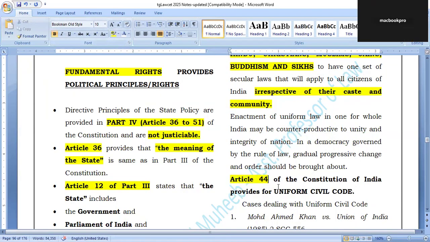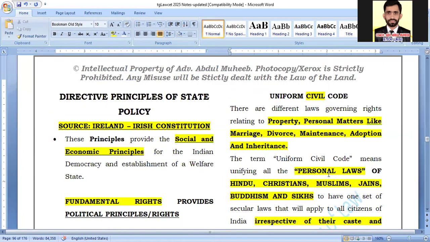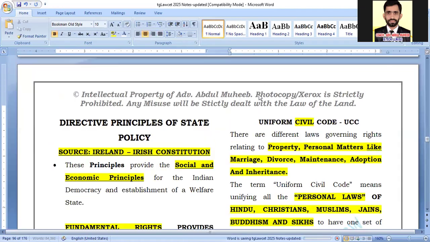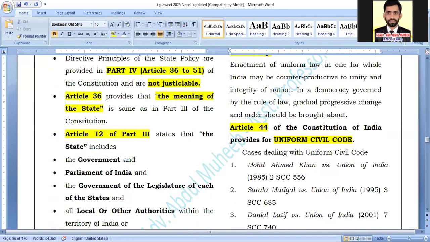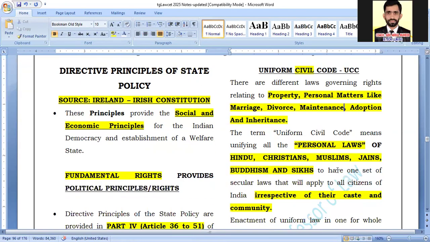Which article talks about the uniform civil code in our Constitution? Article 44. Very simple question they will ask. And what is UCC? Uniform Civil Code. They will ask you the full form, or which article, or what it deals with: property, personal matters, marriage, divorce, maintenance, adoption, and inheritance.